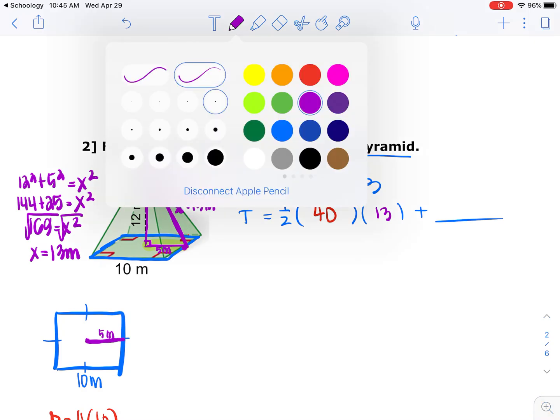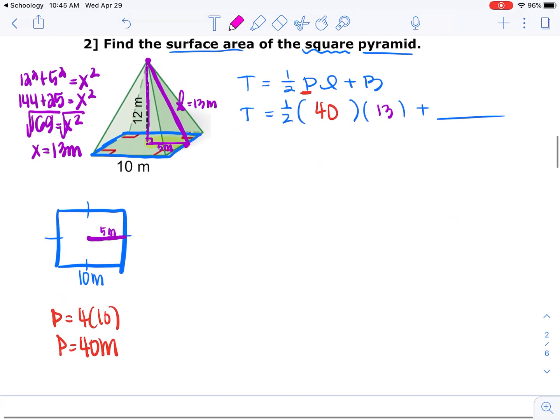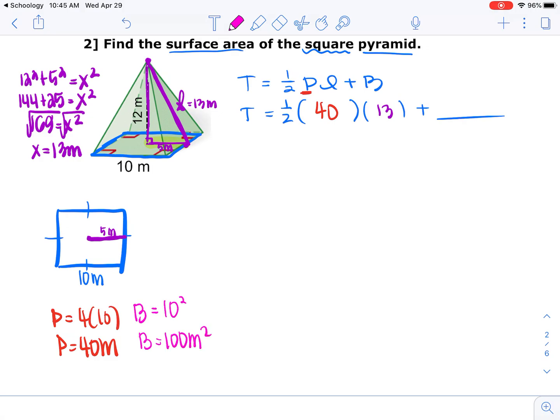All right, last but not least, I needed to find the area of the base, which I haven't done yet. So I'm going to come back down here to the base. It's a square, so side squared. The area of the base is 100 meters squared. I'm going to put that in my calculator, 0.5 times 40 times 13 plus 100, and I get that the surface area is 360 meters squared.